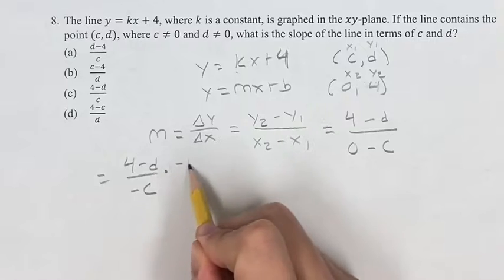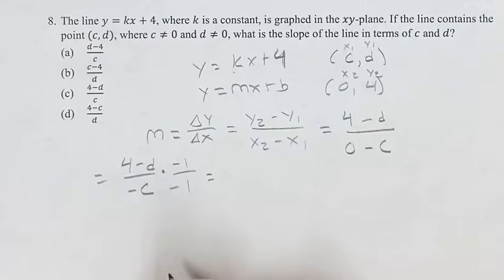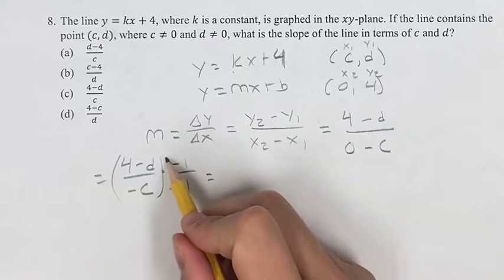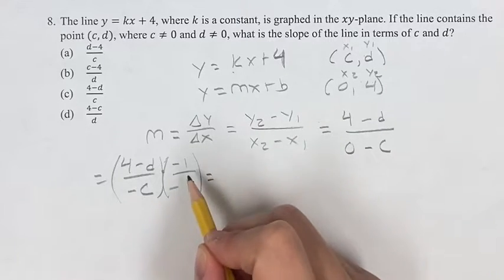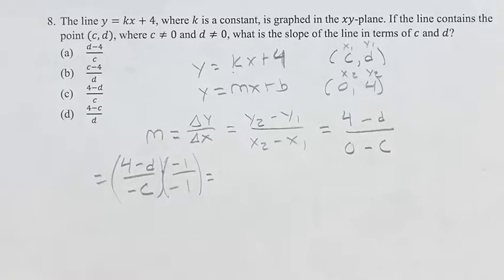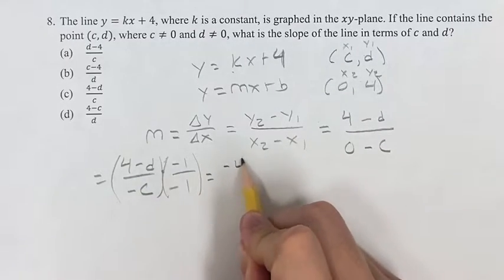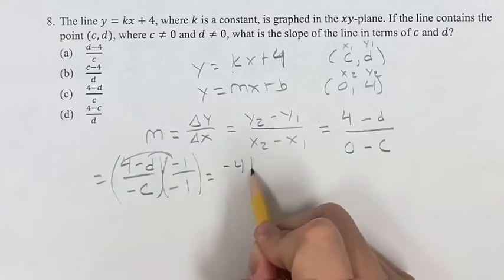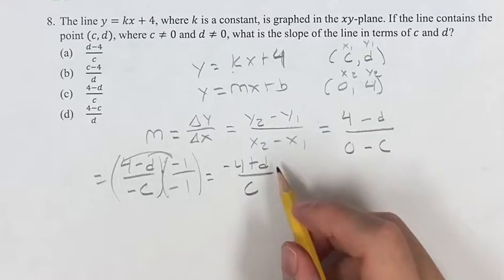So if we multiply the numerator and the denominator by -1, we're not actually changing the value, because if you think about it, this is our slope and we're multiplying it by -1 over -1. This fraction is equal to 1, so we're basically just multiplying by 1. So on the top, we have -4, distributing, and then -1 times -d is plus d, and then -c times -1 is plus c.